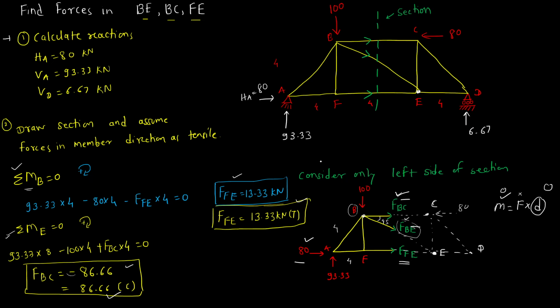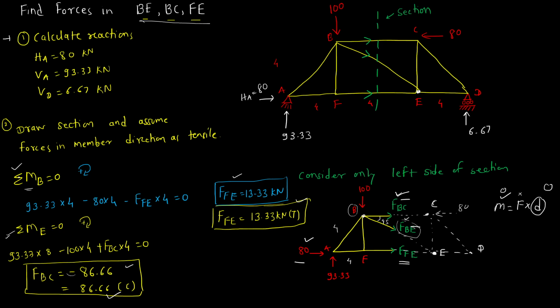Remember a few things while solving a problem by method of sections. First thing is to find out the reactions. Second thing is to consider or draw a section. While drawing a section, just remember that it should not cut more than 3 members. And also it should cut the members whose forces are asked in the question. So in the question BE, BC and FE are asked, so your section should cut these 3 members.